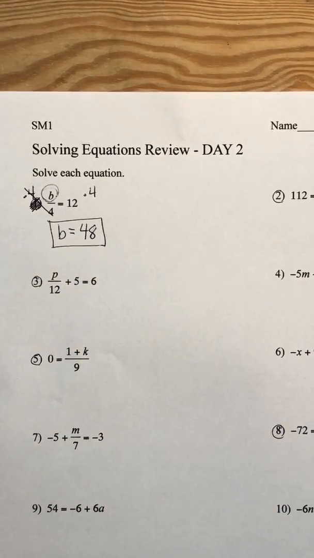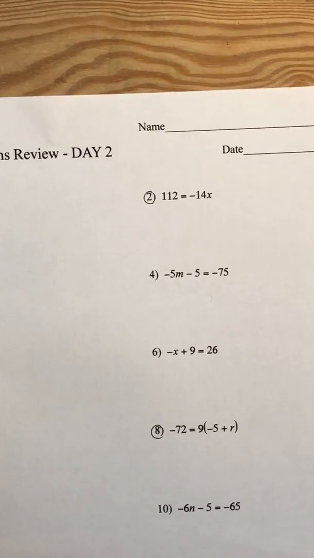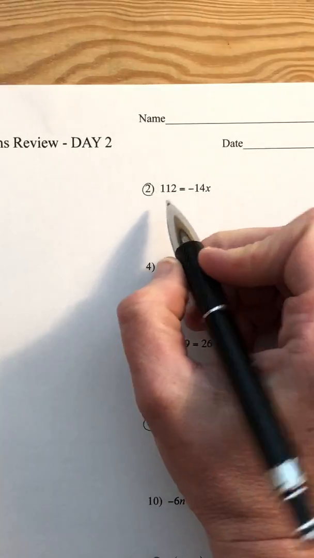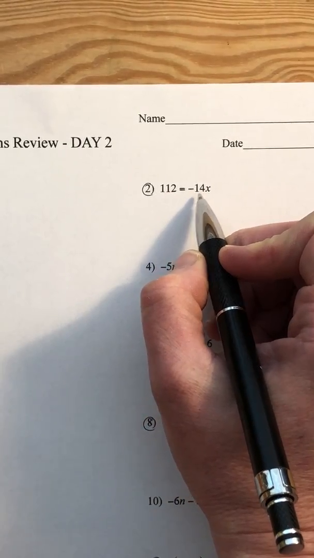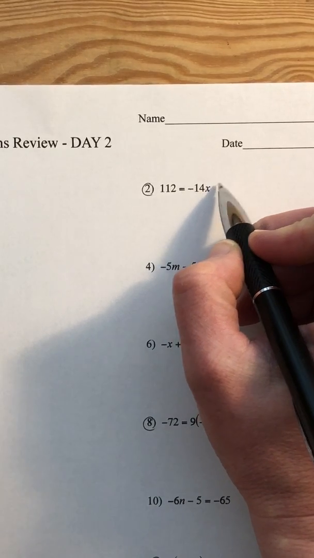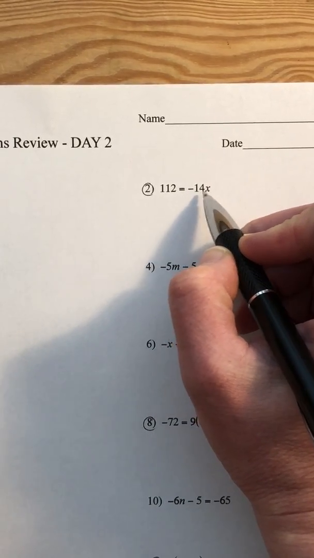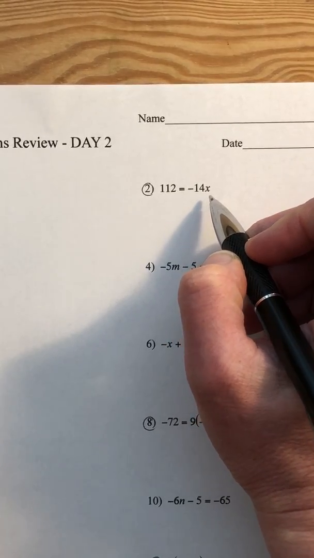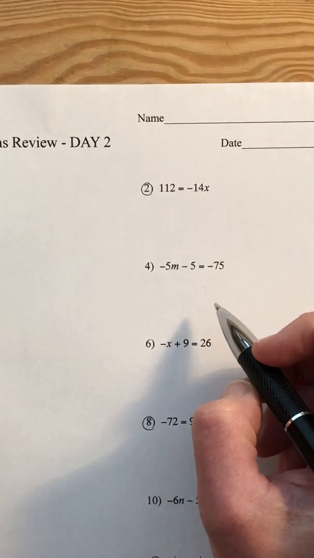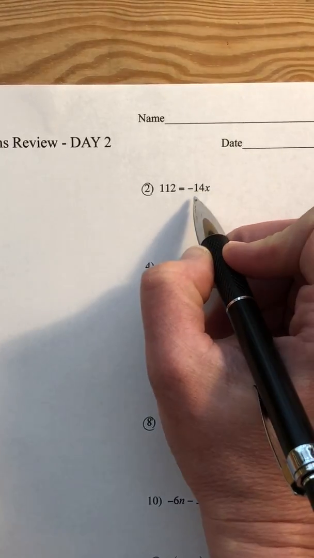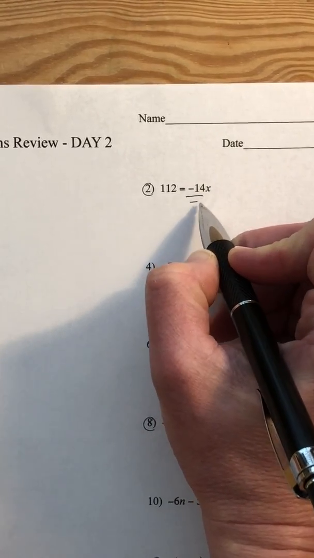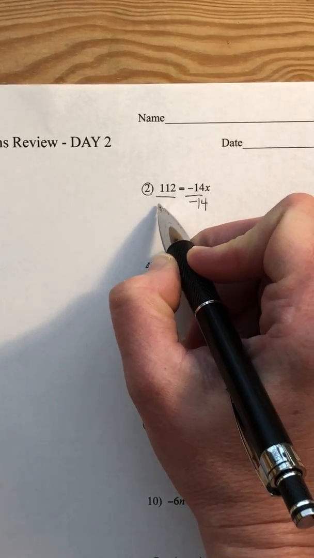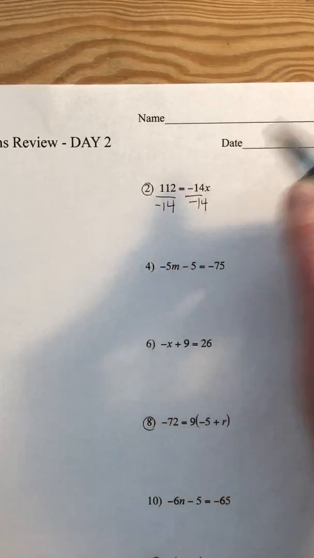Let's take a look at number 2. We have 112 equals negative 14 times x. Again, that x is what we want by itself, so we have to get rid of that negative 14. Right now, we're multiplying negative 14 times x. We have to do the inverse operation, the opposite, to get rid of it. So if we're multiplying, we need to divide. So let's divide by negative 14. And what we do to one side, we have to do to both sides. So let's divide over here by negative 14 also.